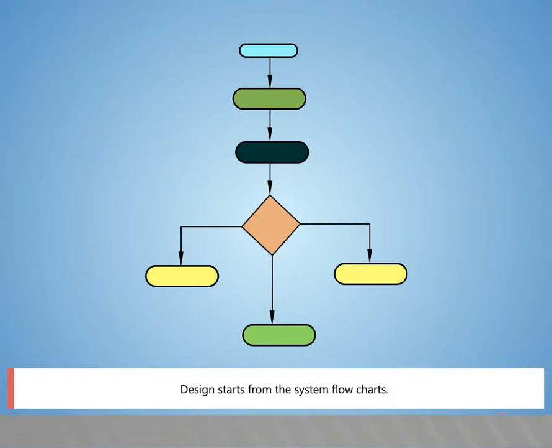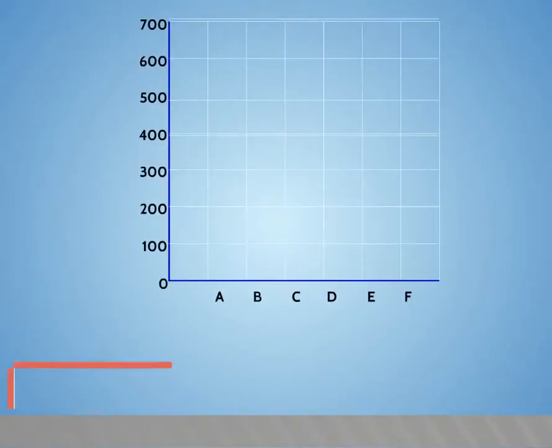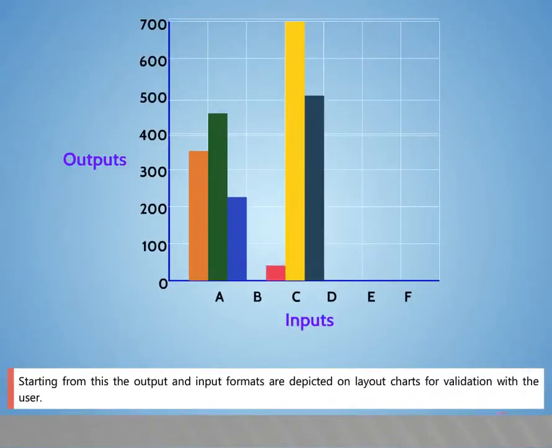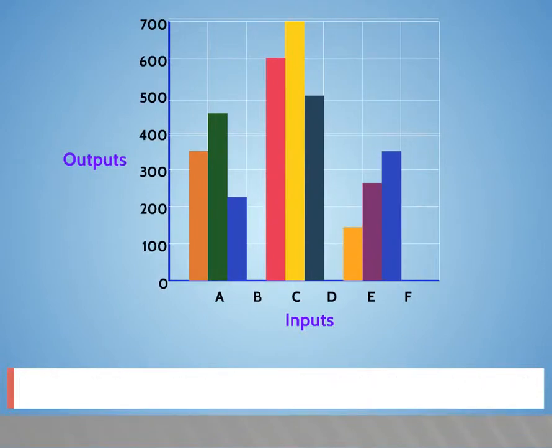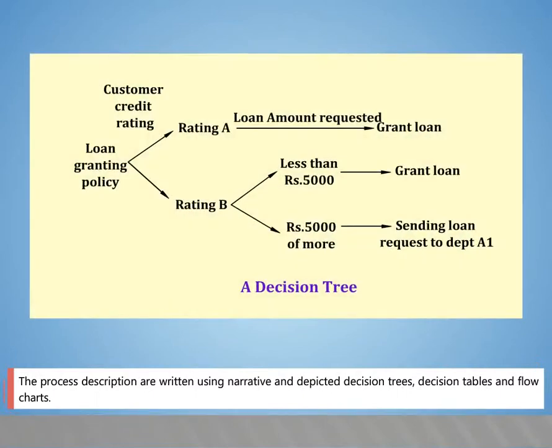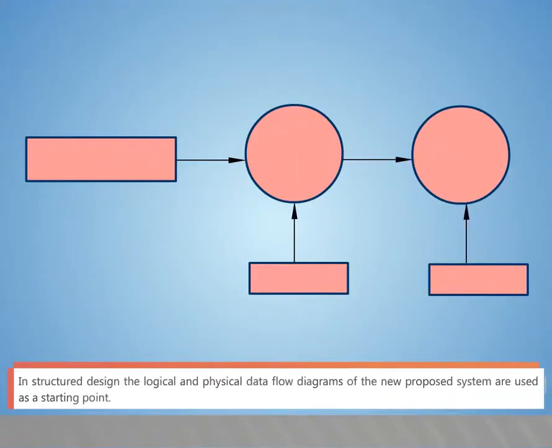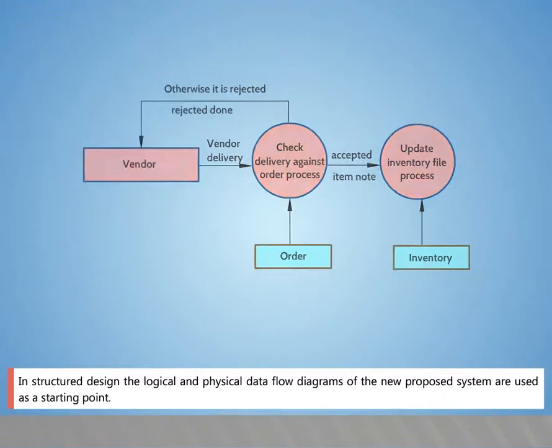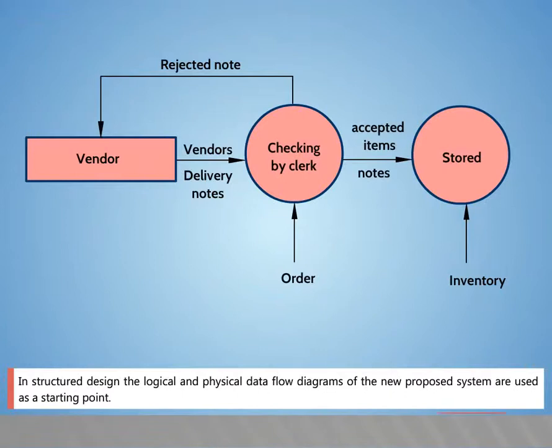Design starts from the system flowcharts. Starting from this, the output and input formats are depicted on layout charts for validation with the user. The process descriptions are written using narrative and depicted as decision trees, decision tables, and flowcharts. In structured design, the logical and physical data flow diagrams of the new proposed system are used as a starting point.